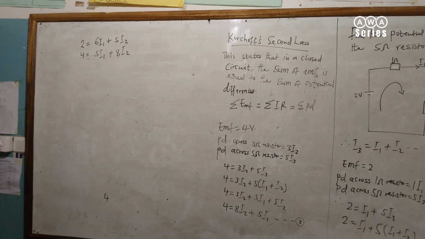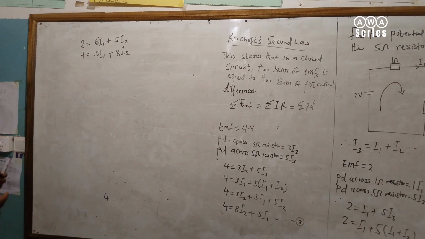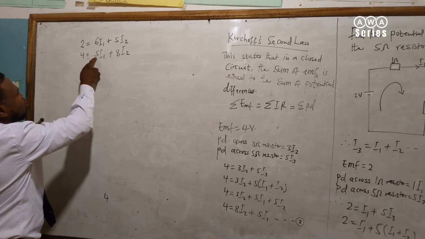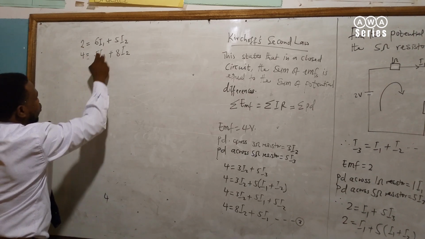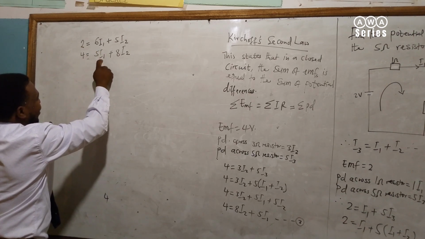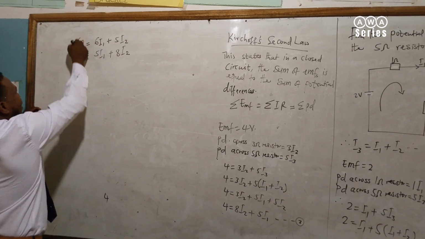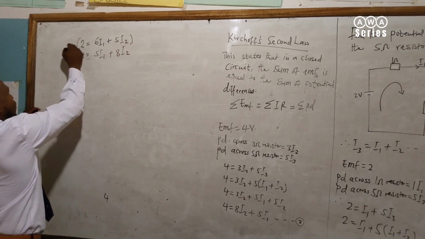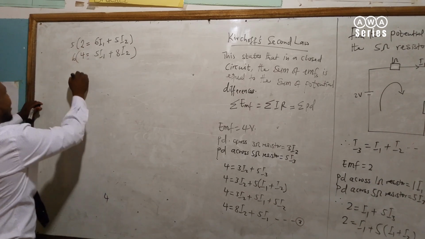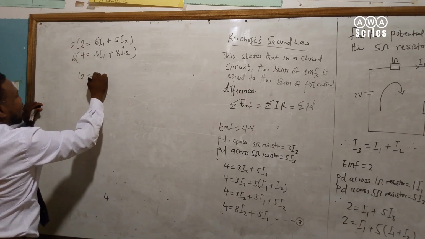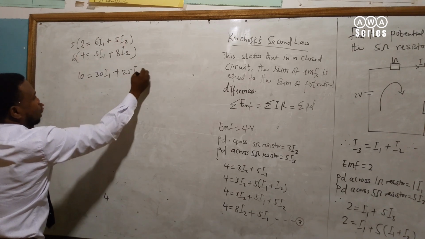How do we solve these equations simultaneously? Usually, I like the elimination method. So you can multiply through the first equation by the coefficient of the first letter, and then you multiply the second one by the coefficient of this one. So I can decide to multiply everything here by this 5, and I multiply everything here by this 6. And 5 times 2 will give me 10, equal to 5 times 6 is 30I1 plus 5 times 5 is 25I2.